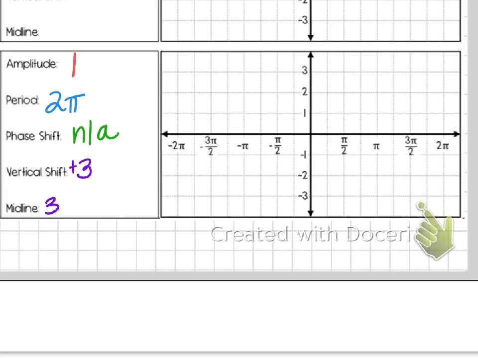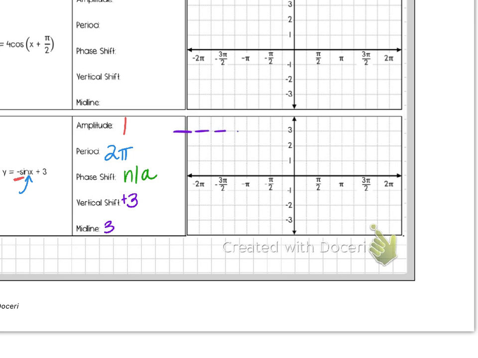So to graph this, we'll do our midline at 3, our amplitude 1 up and 1 down from 3. Phase shift is none, meaning we start at 0. Actually, I'm going to put this down on the axis. Start at 0. 1 full period is 2 pi, so we're going to end at 2 pi, sketch our midline, and then divide each of those halves in half.